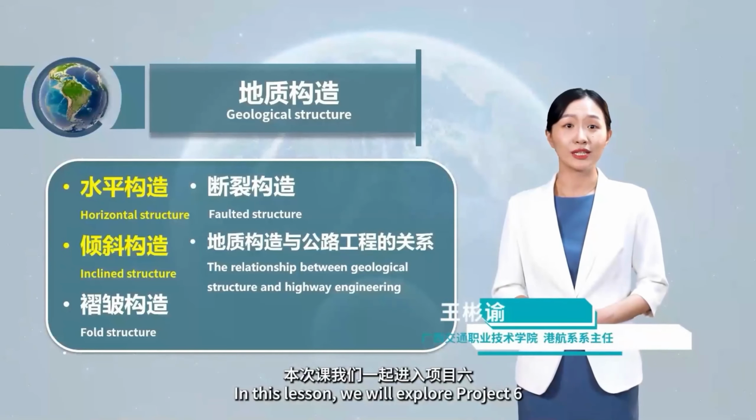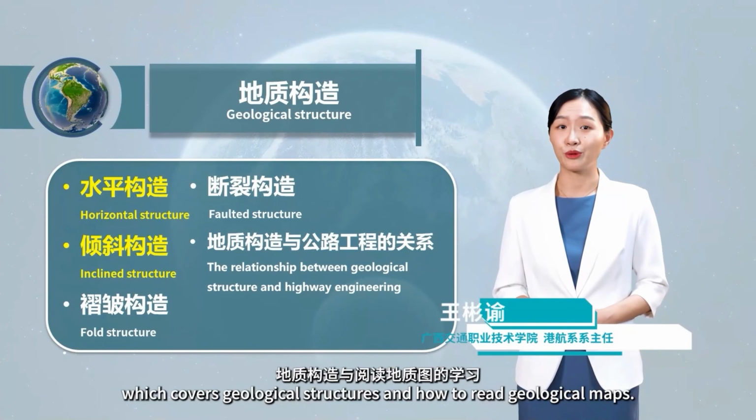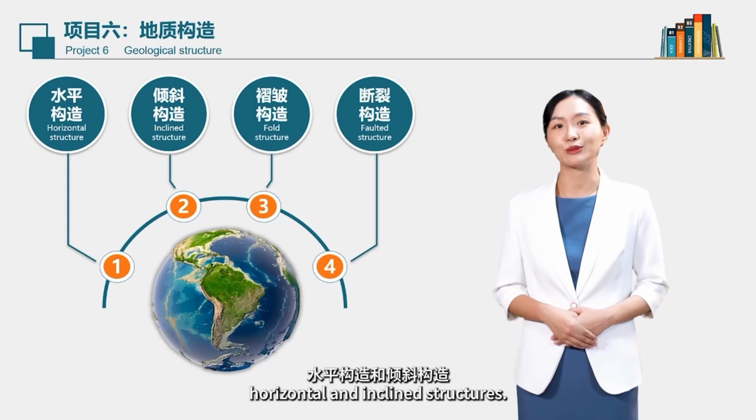In this lesson, we will explore Project 6, which covers geological structures and how to read geological maps. Geological structures are primarily categorized into 4 types: horizontal structures, inclined structures, folded structures, and faulted structures. Let's start by familiarizing ourselves with the first topic: horizontal and inclined structures.